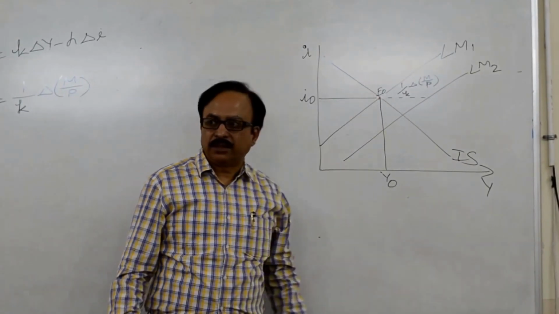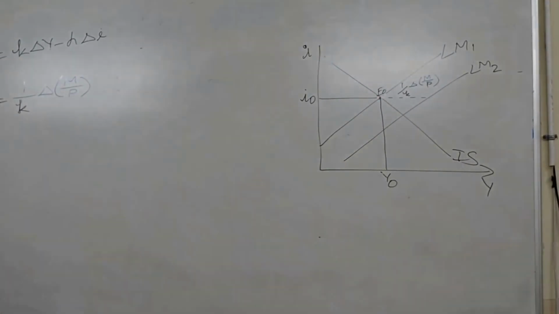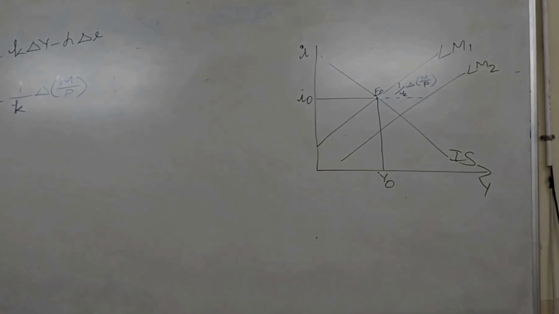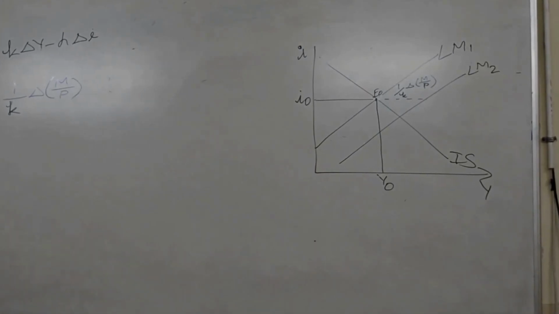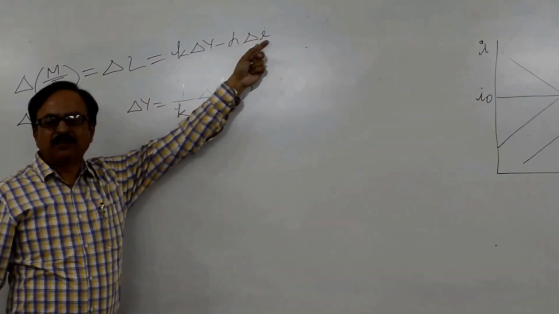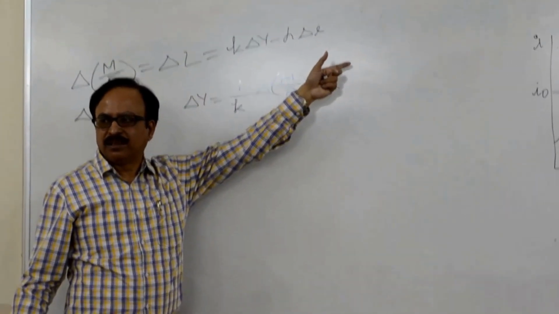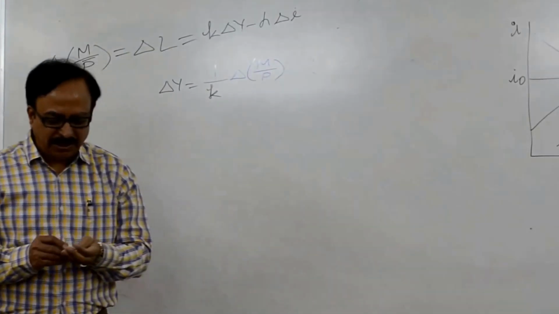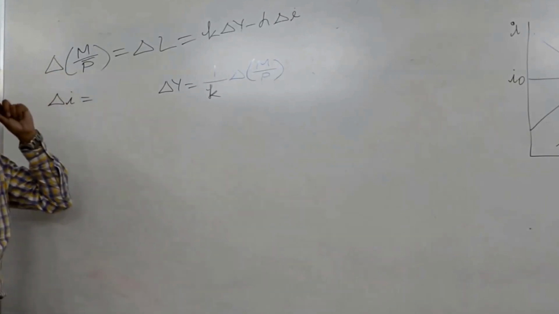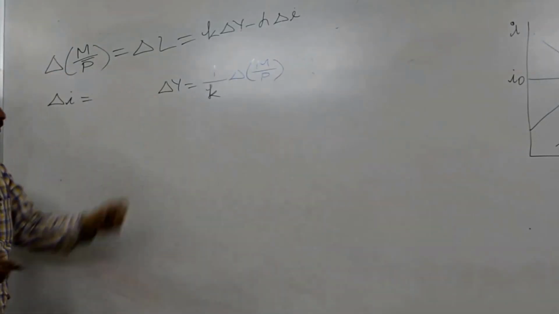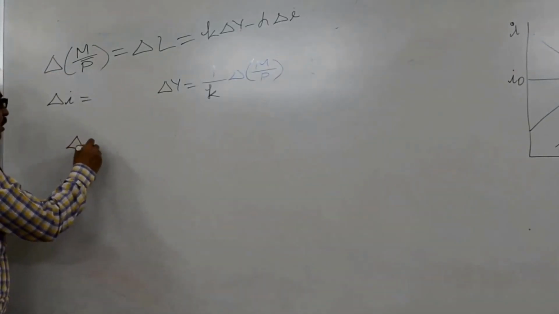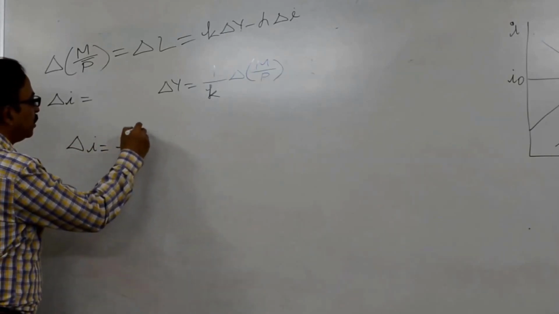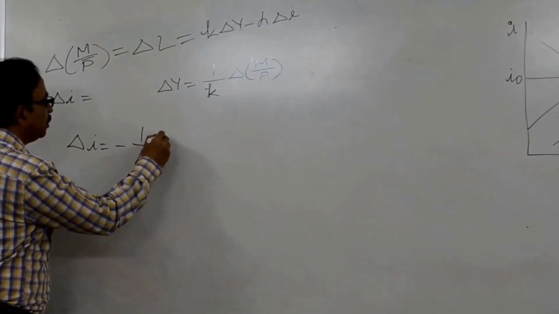Now, if h is greater... What about the sign, sir? Minus h delta. Yes, it will be just in the opposite direction, right? Because, you see, that's obvious. We were talking about the absolute shift, the magnitude of the shift. So delta I will have to be minus 1 upon h.